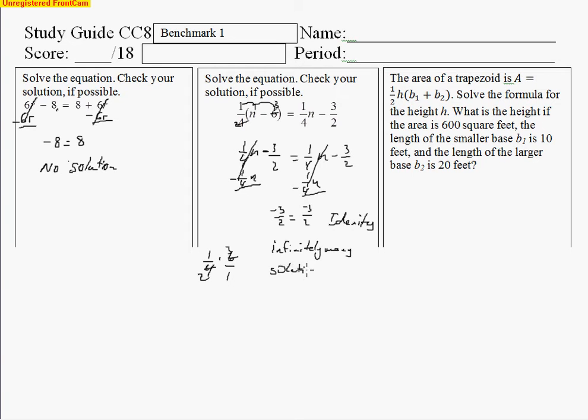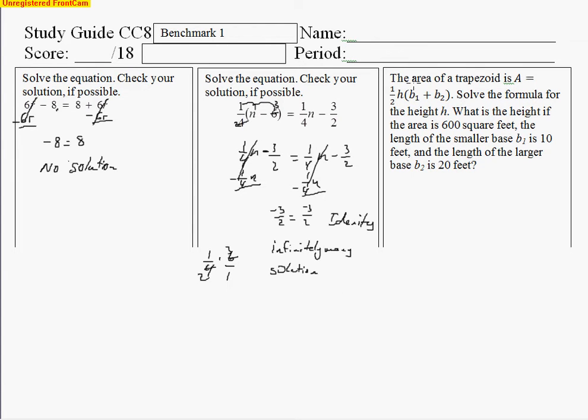So we've got two different types of problems here. One where the variable term canceled out, and we were left with two numbers that did not equal. That's no solution. When they do equal, we have an identity, and that means we have infinitely many solutions. So let's move on to the next one.